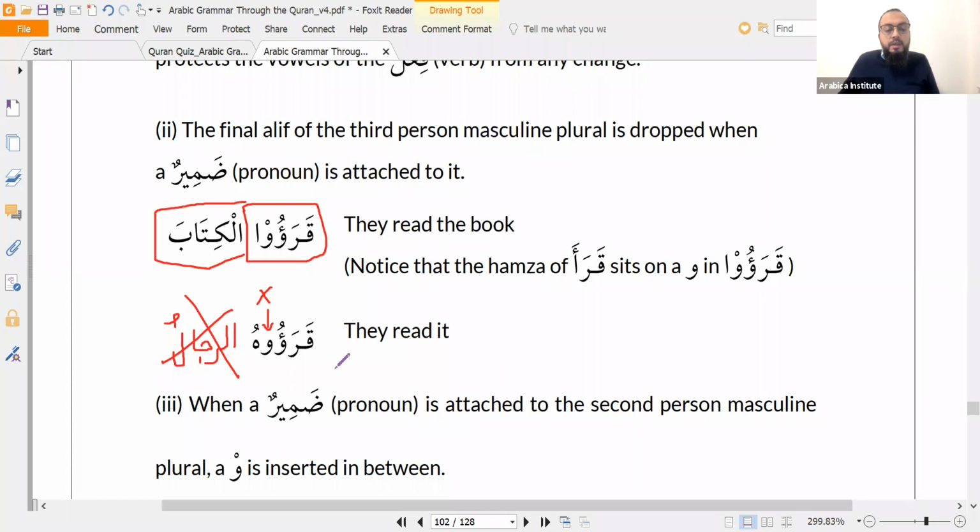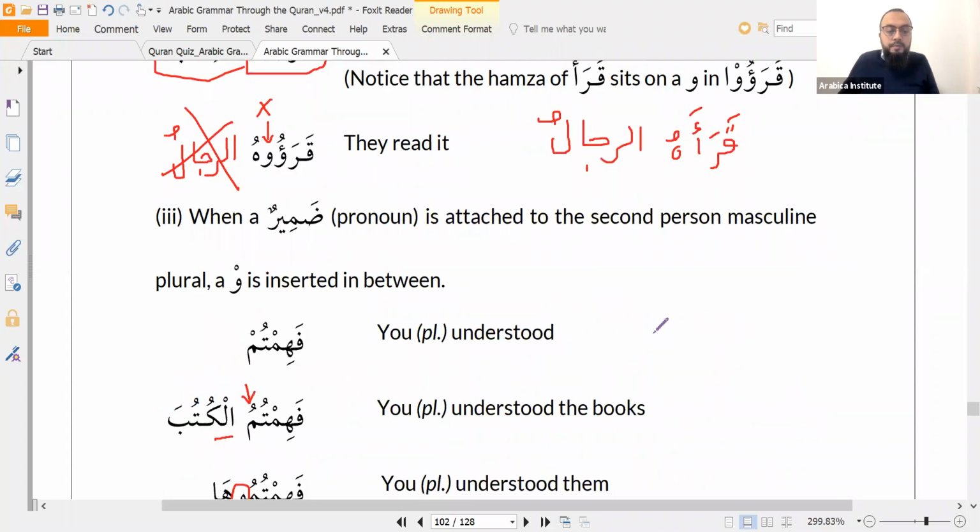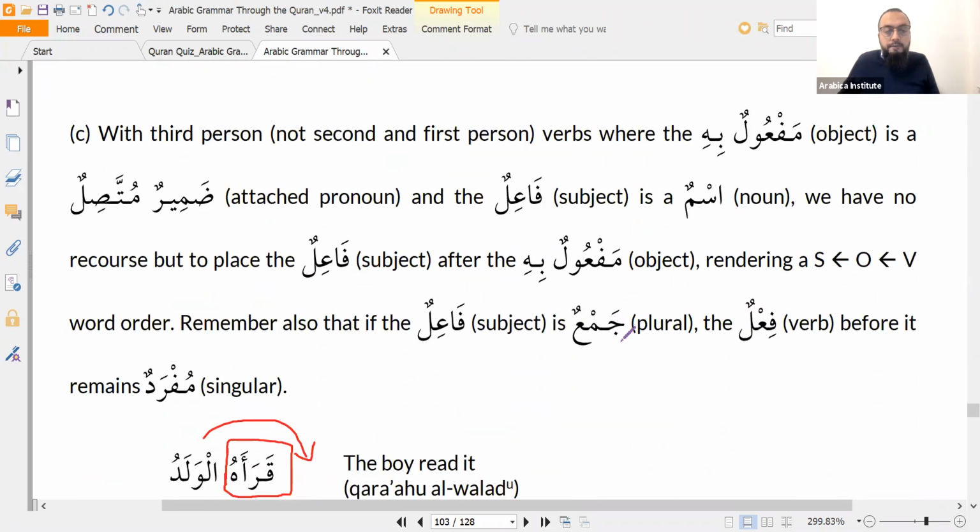Qara'ahu. Good. You'd keep the verb singular. You'd say qa, ra, a, u. Qara'ahu, and then you'd say ar-rijalu. You keep the verb singular. Qara'ahu ar-rijalu, like this. أستاذ عندي سؤال.